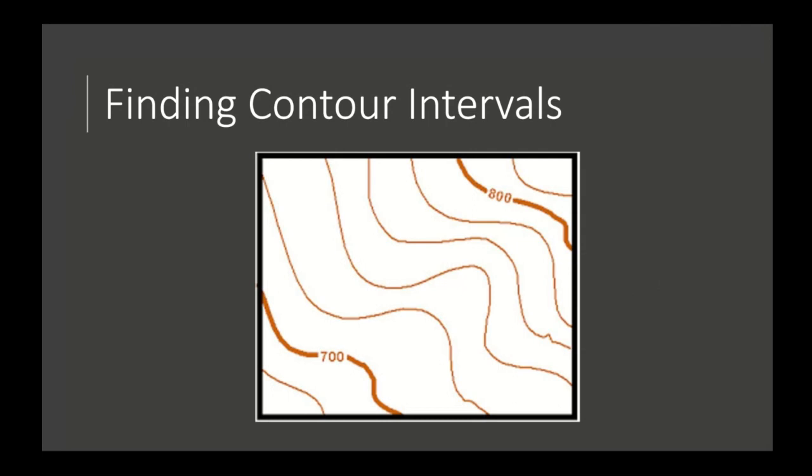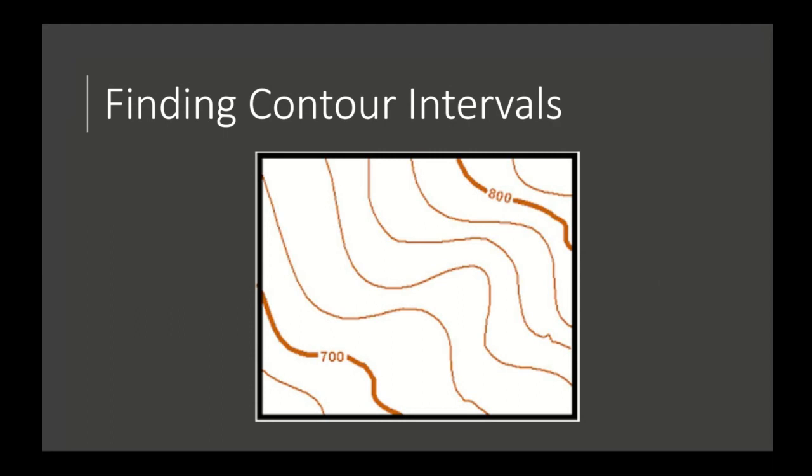So let's focus on how to find a contour interval. As you can see, we do have these two index lines. We have 700 and then we have 800 as well. And there are 1, 2, 3, 4 contour lines in between those index lines. Let's say that the elevation is 700 feet to 800 feet, and we want to find the contour interval in between each of these contour lines. So what we're going to do is count the amount of contour lines between those index lines. And again, we counted 1, 2, 3, 4.